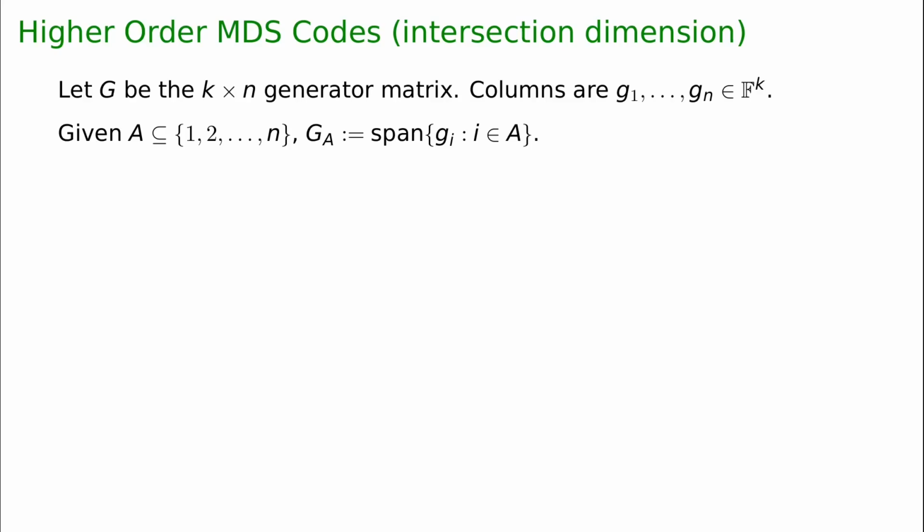We're going to have G be our generator matrix and let its columns be G1 through Gn. Given any combinatorial subset A of 1 through n, we let G sub A be the span of the corresponding column vectors. With this definition, we can say that a code is MDS if G sub A is equal to F to the k whenever the size of A is at least k.